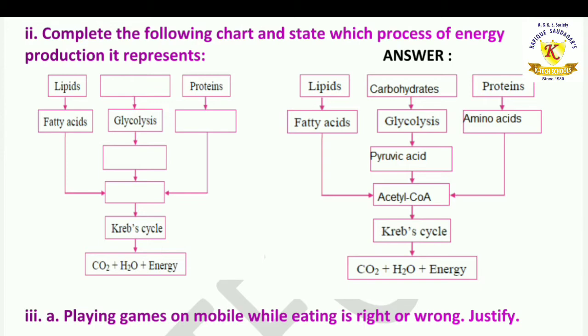So, here is the flow chart and we need to fill in the boxes. Okay, so lipids give fatty acids. Carbohydrate gives glycolysis, pyruvic acid which gives acetyl CoA, and proteins give amino acids which in turn also give acetyl CoA, and this all is about the Krebs cycle. So the reaction is CO2 plus H2O plus energy. Okay.